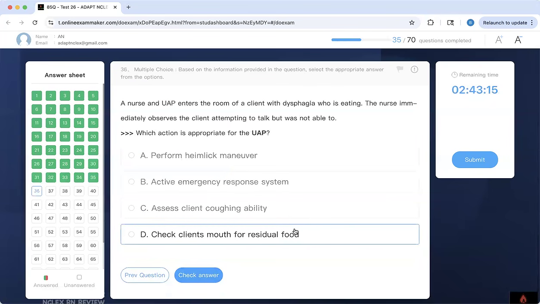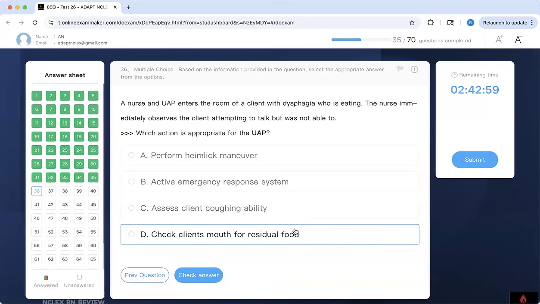A nurse and a UAP enter the room of a client with dysphagia who is eating. The nurse immediately observes the client attempting to talk but not able, choking. I've analyzed everything. The patient is choking. Which action is appropriate for the UAP? What do you think the UAP would do?